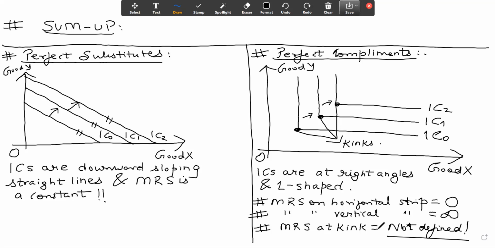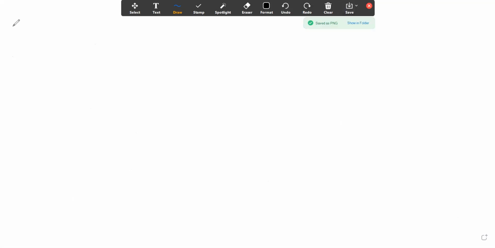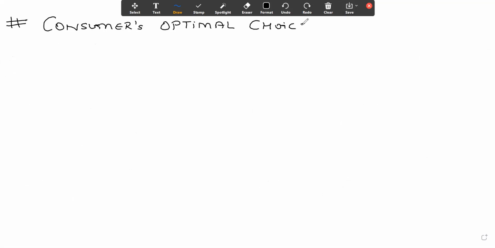Okay. So now what are we doing? Now we are looking at the consumer's optimal choice. So now guys, we come back to the normal case of convex indifference curves and downward sloping budget lines. We have done the extreme or the special cases. They are over now. So now we look at the consumer's optimal choices.